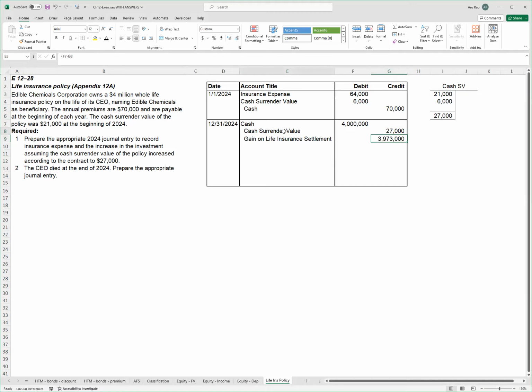Again, cash surrender value is a long-term investment account. We obviously should not be hoping that our CEO passes away soon and calling it a short-term investment. It's a long-term investment account. In this chapter, we have looked at investing in debt security and investing in equity security. Here is an investment in cash surrender value in a life insurance policy, so a slightly different type of investment. With that, we'll move on to the next exercise.